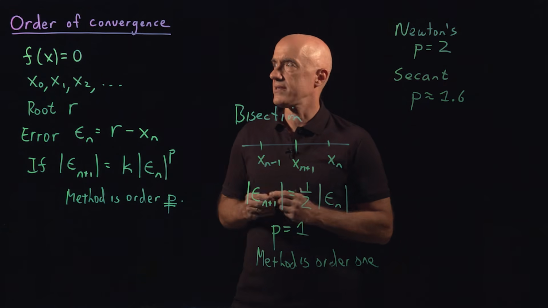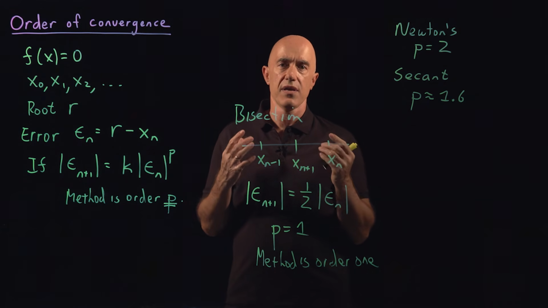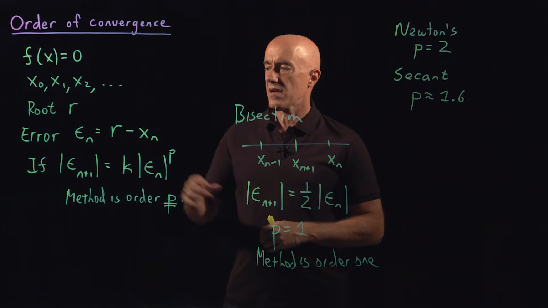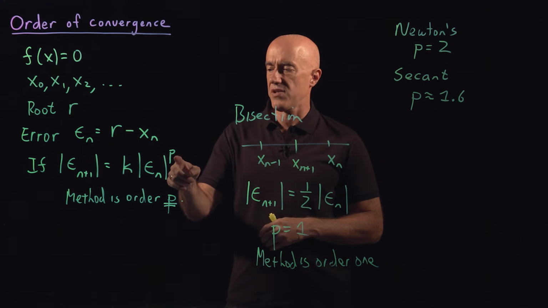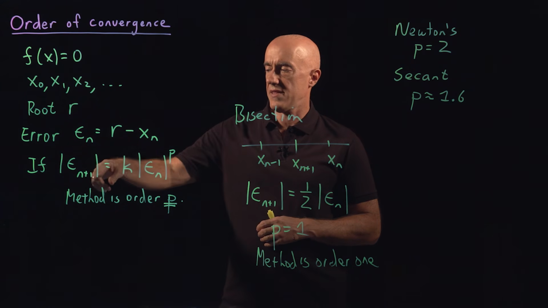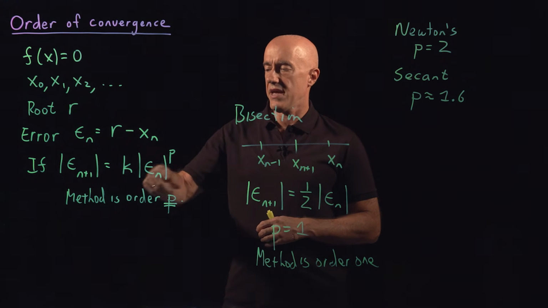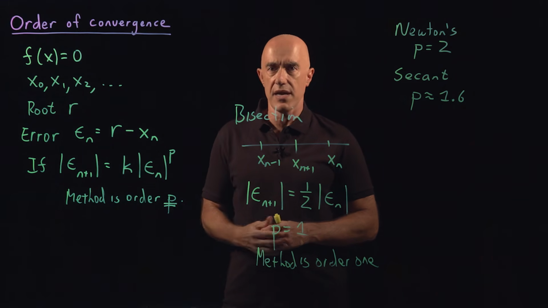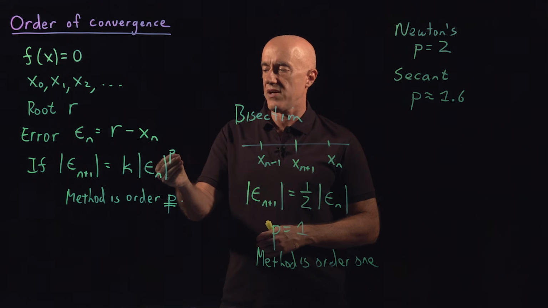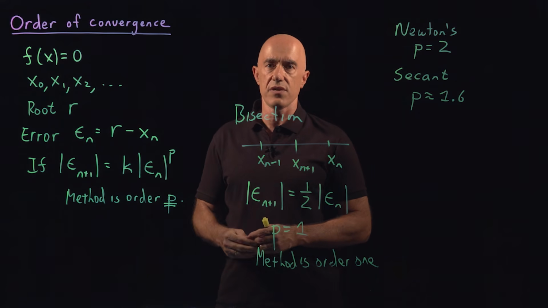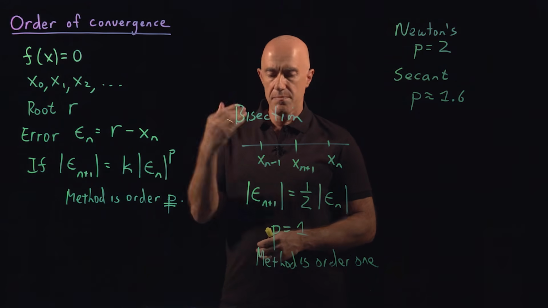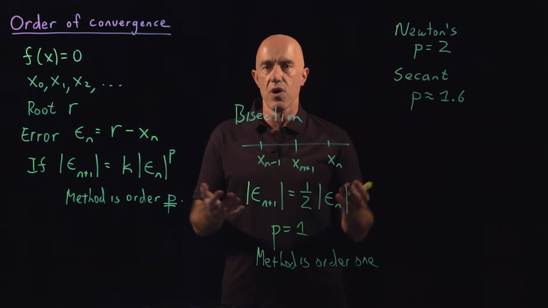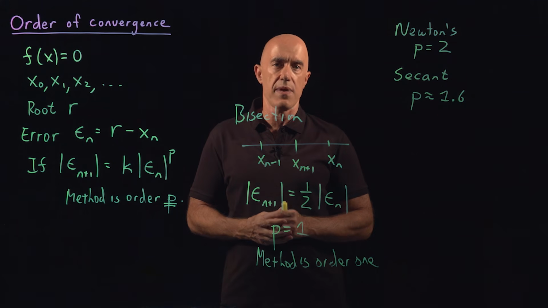Okay, let me summarize. I'm introducing here the concept of order of convergence of a root-finding method. The order of convergence is this value of p. The error in the n plus 1 iteration scales like the error in the nth iteration raised to the p power. Epsilon is going to 0, so a larger value of p will drive the error to 0 faster. Bisection method has p equals 1, so this is a method of order 1. This is considered a very slow method.